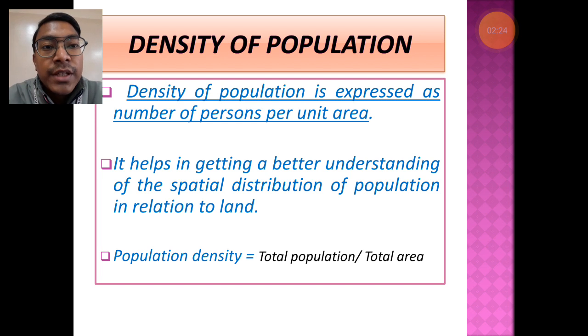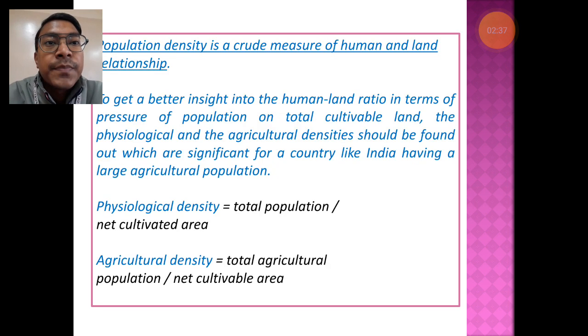So density of population is actually the average number of people living per unit area, or to be more precise, living per square kilometer area. The density of population is a crude measure of man and land relationship. It is a ratio between the human beings and the available land.